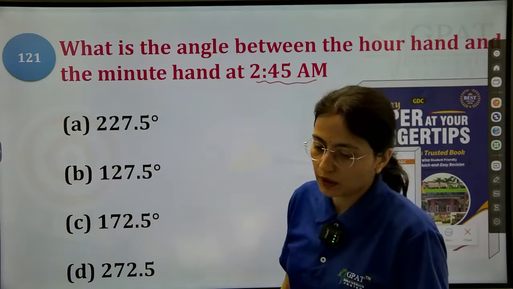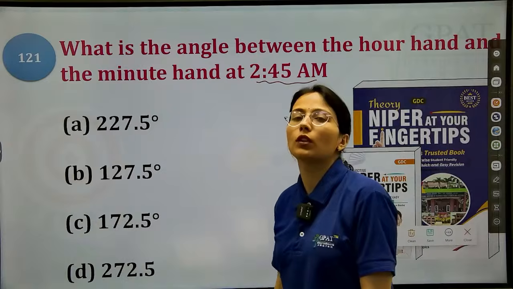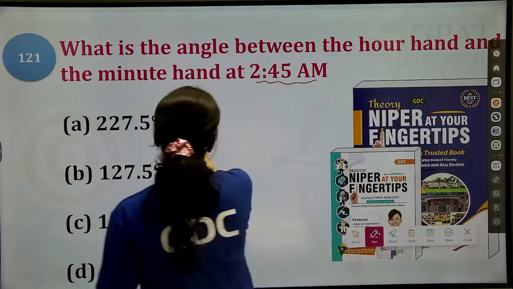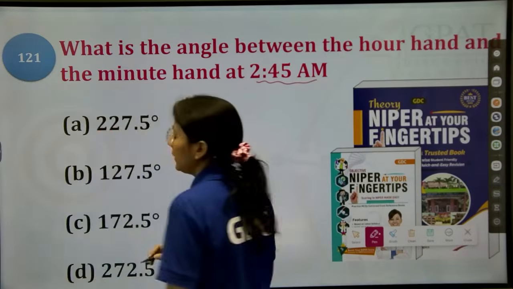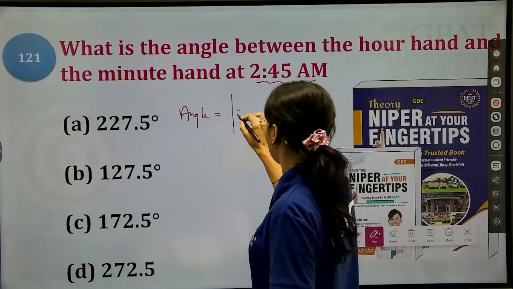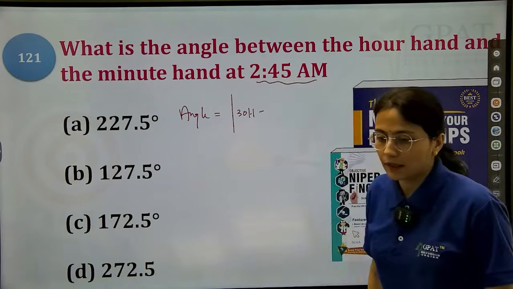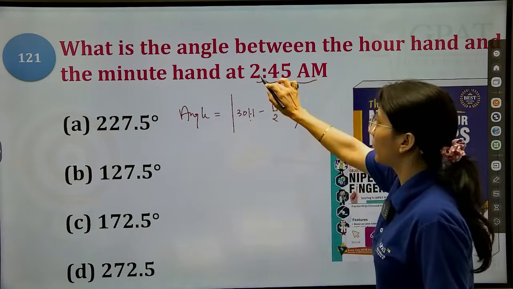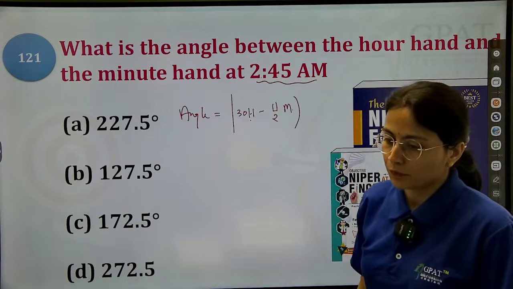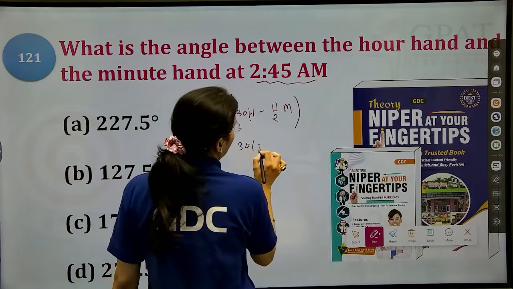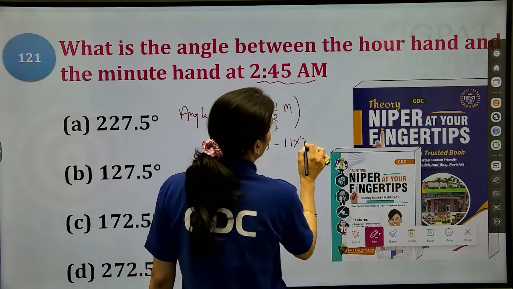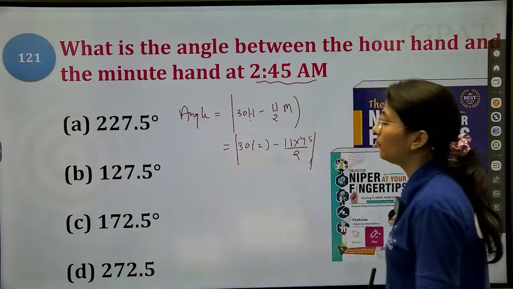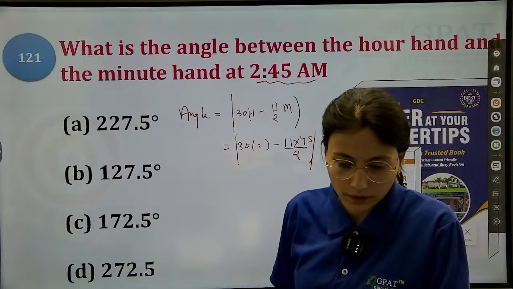For this question we can directly use the formula to find the angle between the minute hand and hour hand. So how to find the angle? Angle is equal to 30 times hour minus 11 by 2 times minute. So hour we put there and minute we put there. Okay, so 30 in bracket 2 minus 11 multiplied by 45 divided by 2. By solving this we will get the angle between the minute hand and hour hand.